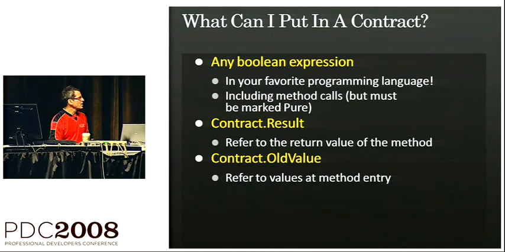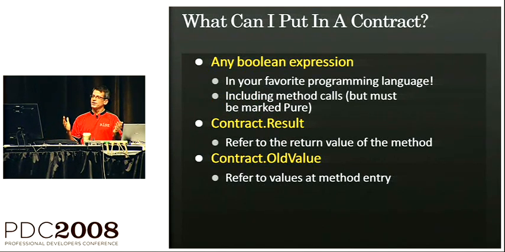The kinds of things you can put in a contract, well, these are just static library calls. It's in the programming language you're writing. That means you can put any Boolean expression as an argument to that call. That means you get all of the benefits of the IDE that you're using, which is Visual Studio, of course, to give you IntelliSense and completion, type checking, all of those things. You can even call methods inside of those contracts.